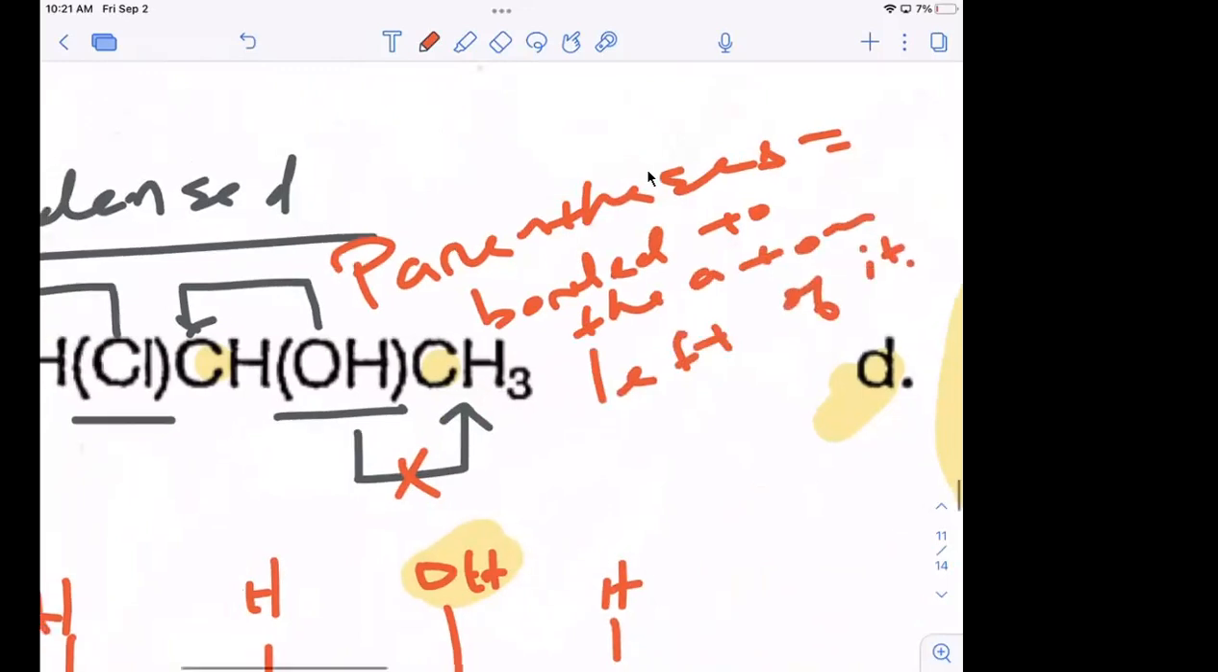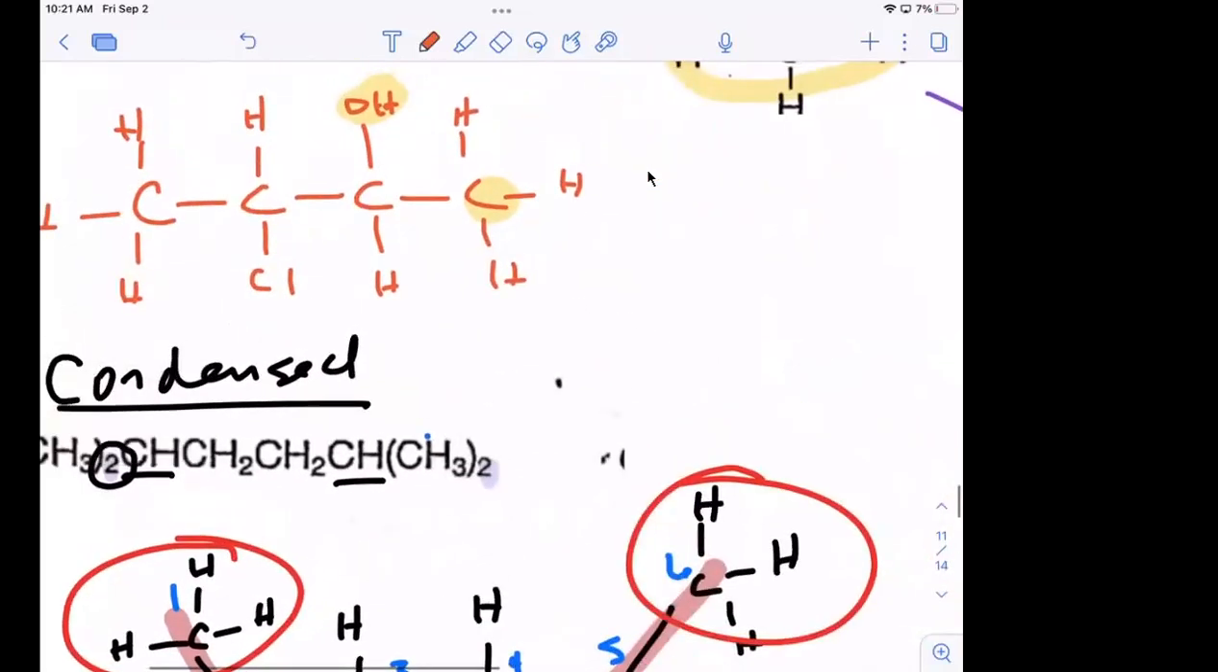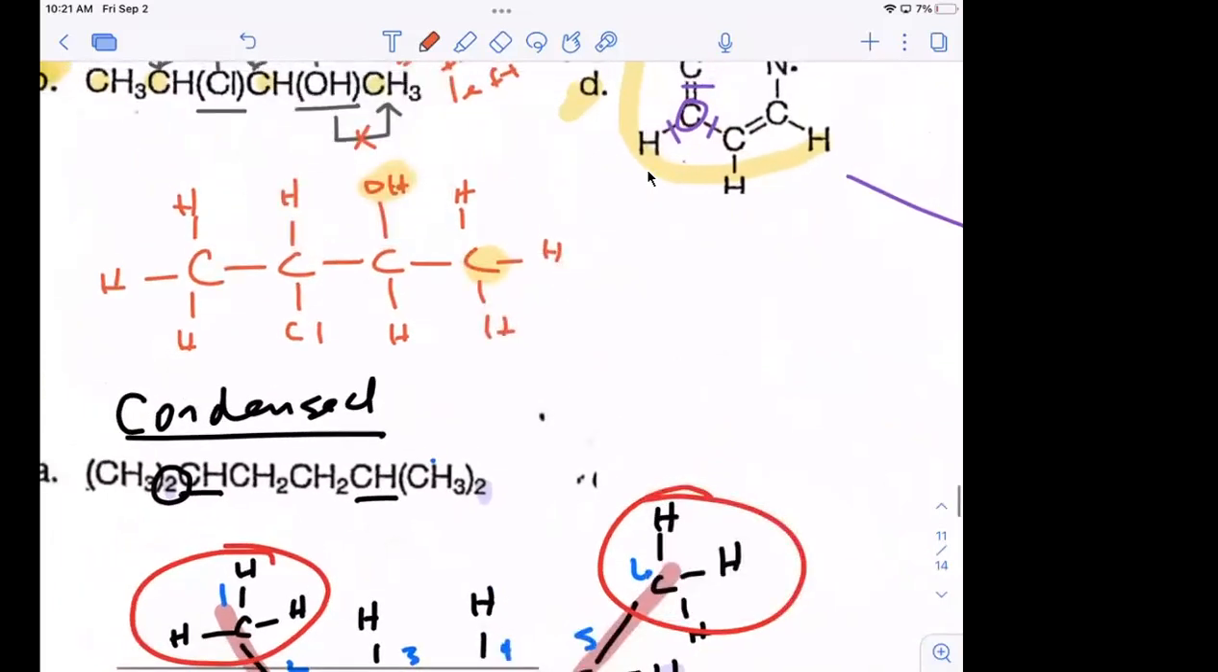All right. Questions about that? Now, what would the skeletal form for that look like? It's 4 carbons. Go ahead. On the second carbon, would it matter if you put the chlorine on the top or the bottom?